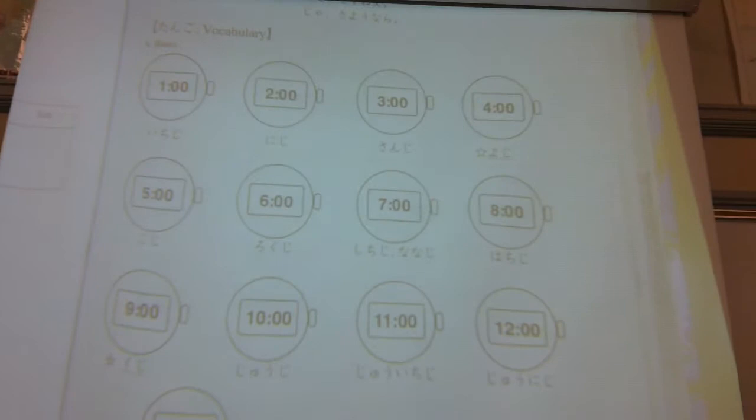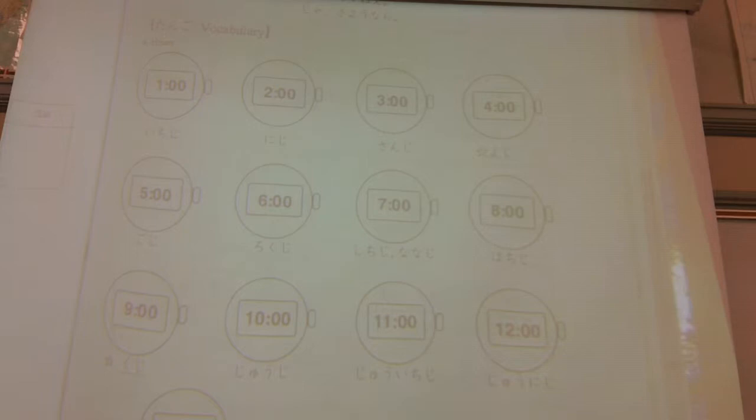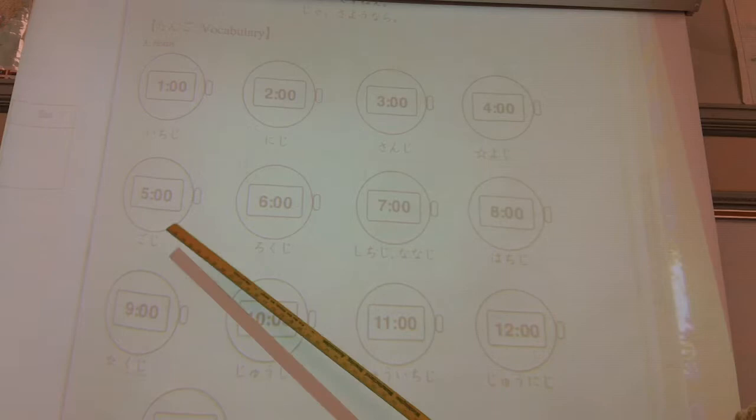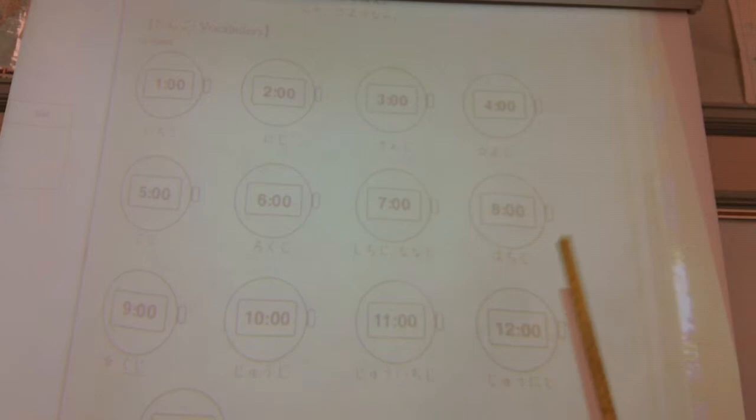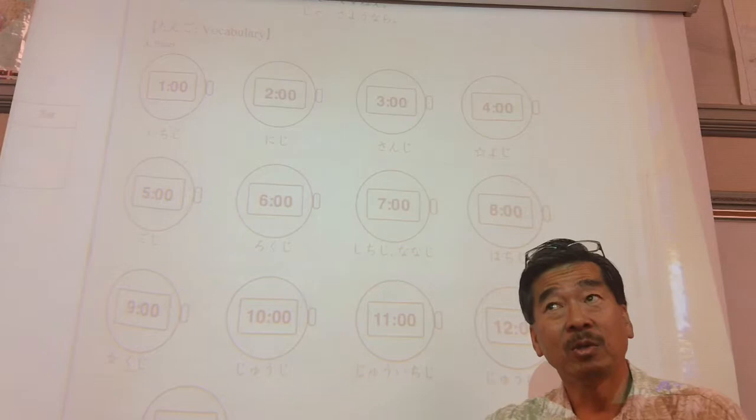So, 今何時ですか? 今何時ですか? 今11時。11分です。1時。2時。3時。4時。5時。6時、7時、8時、9時。Even though you say 今9時です, people understand. 10時、11時、12時、何時。So every day, 何時ですか? 何時何分ですか?